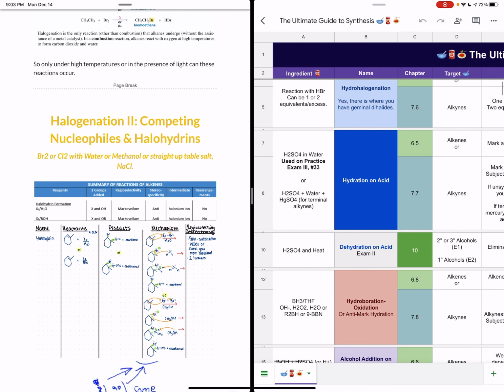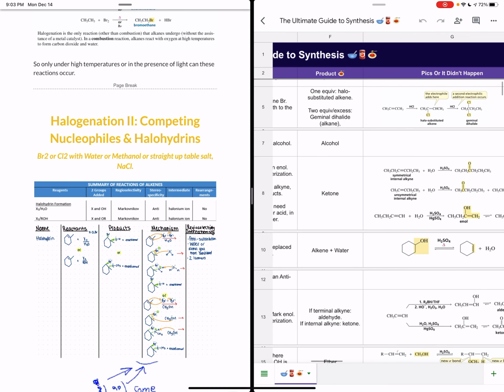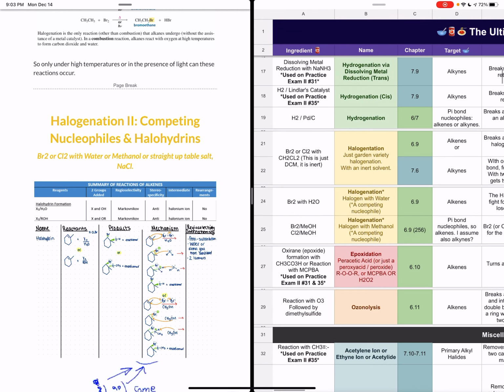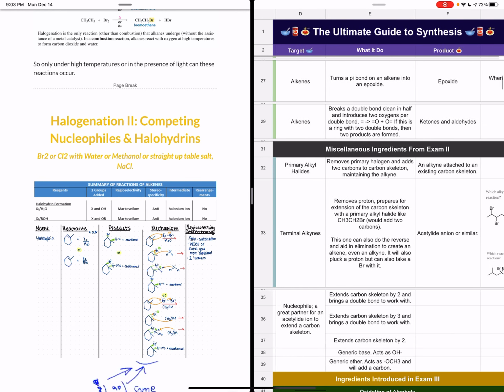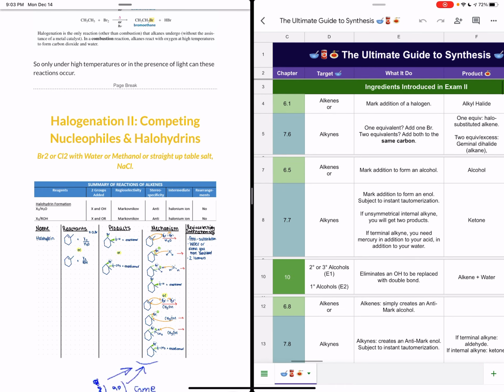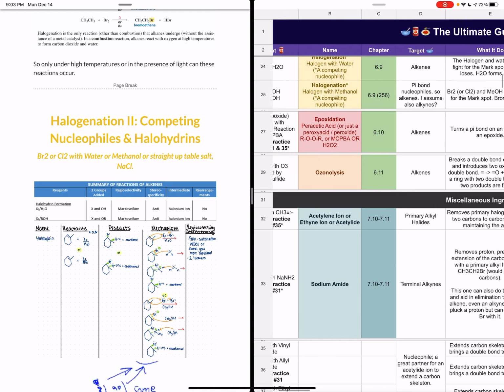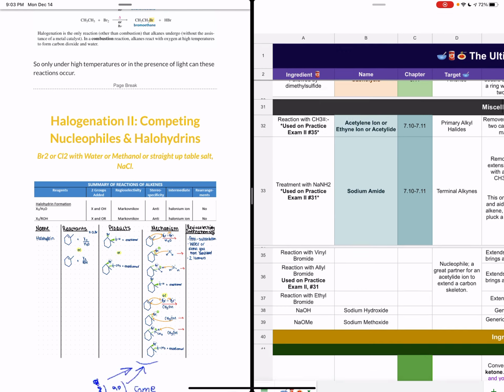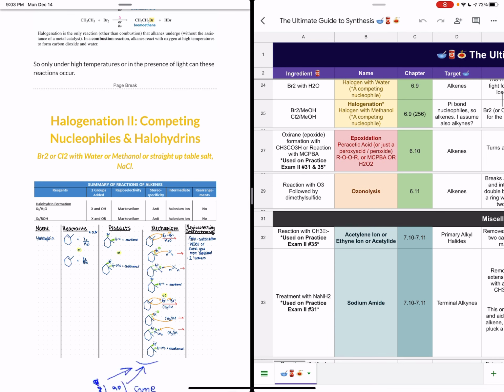Dehydration was not on exam 1, but I wanted to include it so you know that it's related to hydration as the opposite, okay? Now, there are some miscellaneous things that he threw in. I'm sorry, these aren't from exam 1, they're from exam 2. One of these miscellaneous things was the reaction with acetylene or ethyne. They're both called the same thing.